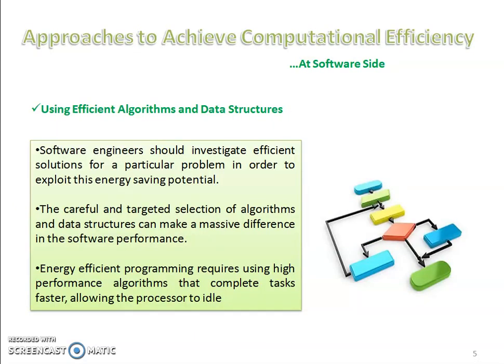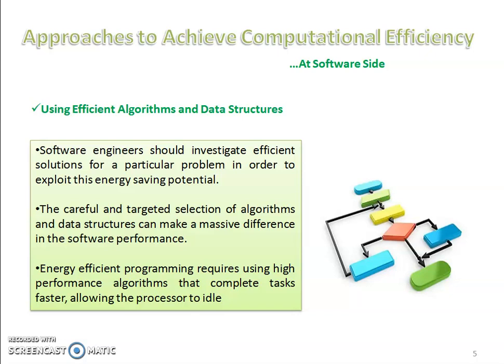Now, let's move towards the approaches to achieve computational efficiency on the software side. Energy efficiency aims at minimizing the energy used to complete a task. The task does not necessarily have to be completed in a shorter time for energy efficiency. However, completing a task faster allows the computer to return to a low power state so that more energy can be saved. There are many different approaches available to achieve computational efficiency. Let's see them one by one.